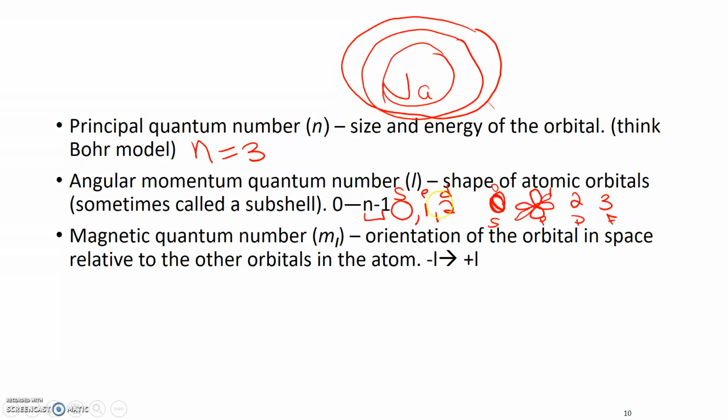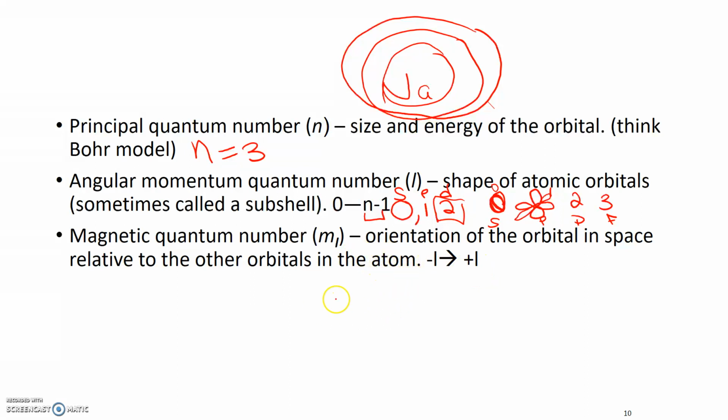Okay, and then furthermore, within those S, P, D orbitals, the quantum numbers of L, I can have a magnetic quantum number, which is abbreviated M sub L. This is the orientation of the orbital in space relative to the other orbitals. You don't really need to understand what it actually means, but what you do need to know is that if I have an N of 3, the highest L I would have is 2. I can go all the way from negative L to positive L for my M orbitals.